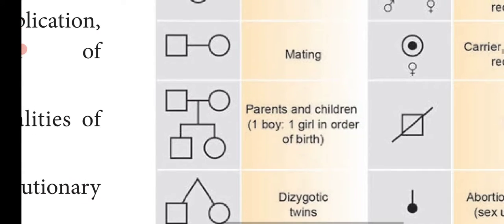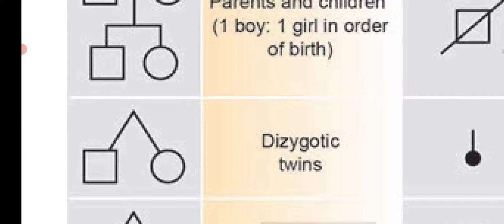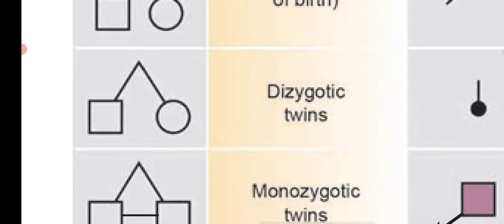And next is the symbol for parents and children, that is father, mother, one boy and one girl in order of birth. And next is the dizygotic twins. What do you mean by dizygotic twins? So what are monozygotic twins and what are dizygotic twins?